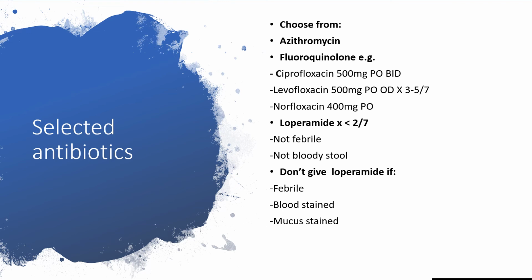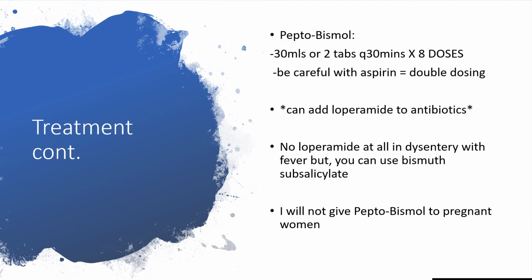That is Imodium. Somebody asking me, what's he talking about? Loperamide. That is Imodium. So Imodium is not for everybody, please. Pepto-Bismol is fine. You can give 2 doses every 30 minutes, and you give 8 doses like that. But be careful with aspirin, or else you'll be double dosing. And you know the implication of that. You can check my channel on aspirin. I've published detailed information on aspirin before.